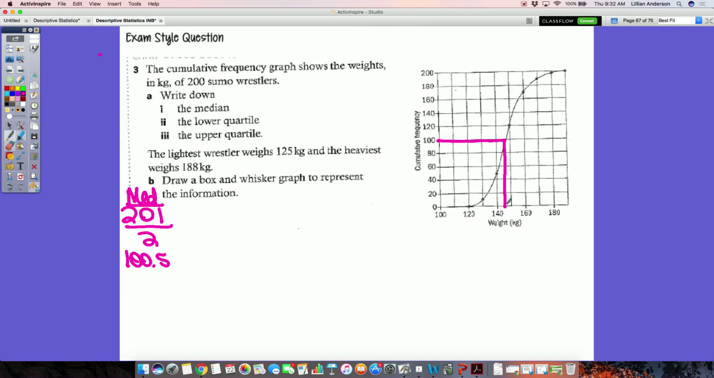So you should have had something around 145. Definitely something in between 140 and 150. Okay, cool. So for the sake of this video, it's going to be not 146, 145.